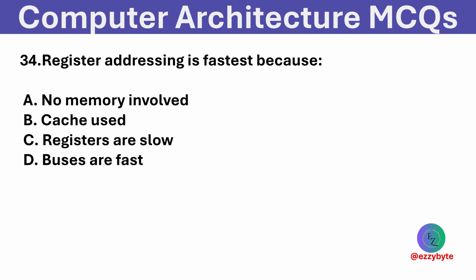Register addressing is fastest because. Options are no memory involved, cache used, registers are slow, and buses are fast. Option A is correct. Registers are a part of the CPU, offering the fastest data access.